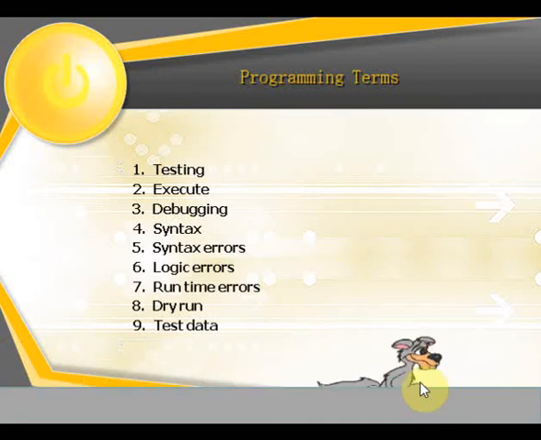Alright, cool. So remember guys, we looked at some terms that are commonly associated with programming. We looked at testing, and testing is checking a program for errors. We looked at execute, and execute is running a program to see the result. We looked at debugging, and I remember saying that a bug is an error in a program. So if you're debugging a program, you're locating and correcting bugs in that program. We looked at syntax, a set of rules defining the structure of a particular programming language. We looked at syntax errors, which occur when the code that you write violates the syntax of a programming language.